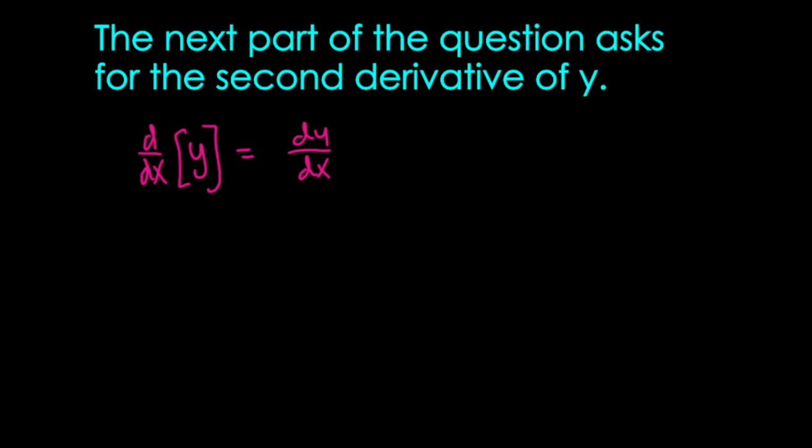Now the second derivative means that we're going to take the result of the first derivative and take the derivative again with respect to x of whatever we got for the first derivative. So dy/dx, we're taking the derivative of that result with respect to x. So we took the derivative of y twice, and both times it was with respect to x.